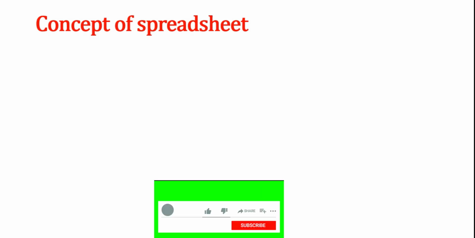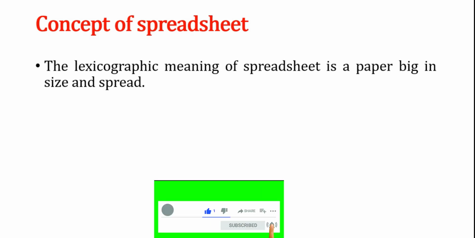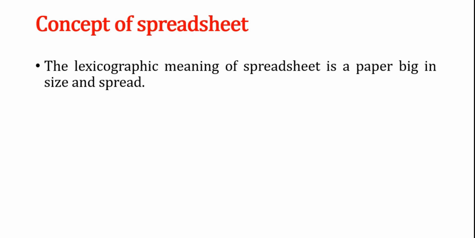Now come concept of a spreadsheet. The lexicographic meaning of a spreadsheet is a paper big in size and spread. This sheet is used to keep the accounts of business firms. Making a table, the total picture of accounts is preserved. But now, the software-based spreadsheet program has replaced paper-based spreadsheet. Thus, the use of a spreadsheet becomes popular.